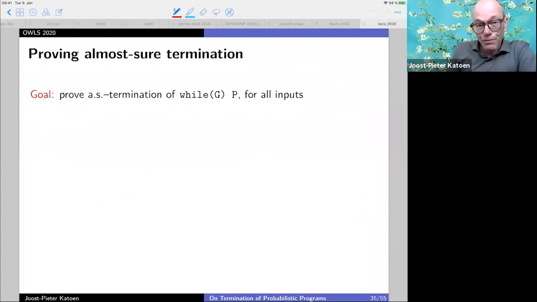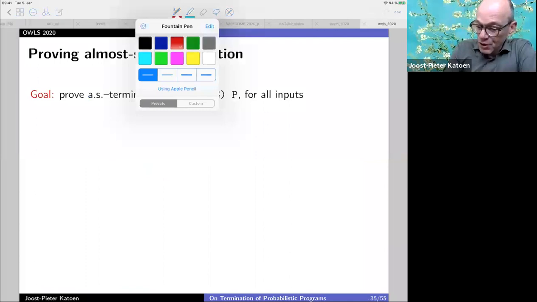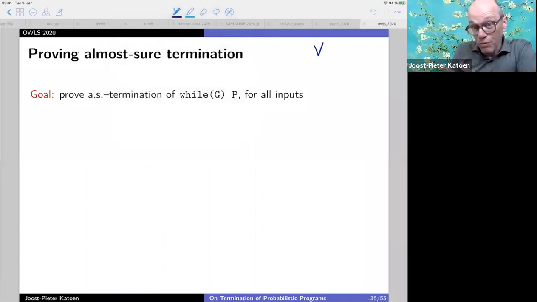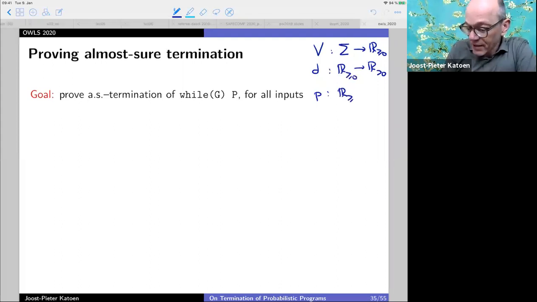Good. So how are we going to prove this? I told you that we will have 3 ingredients. So we will have a variant function v, which will be a super martingale. We will have a decrease, and we will have a probability. The variant function is a function that maps states onto non-negative reals. The decrease function takes such a value of v and gives you a positive decrease. And the probability will take such a value and gives you a probability which is strictly larger than 0. So that needs to be the open interval from 0 to 1. These will be my 3 ingredients.